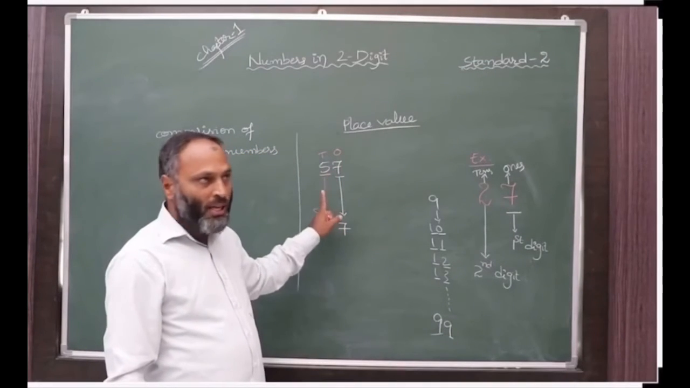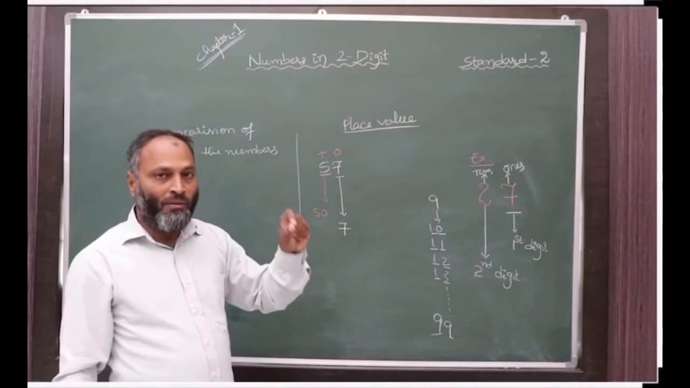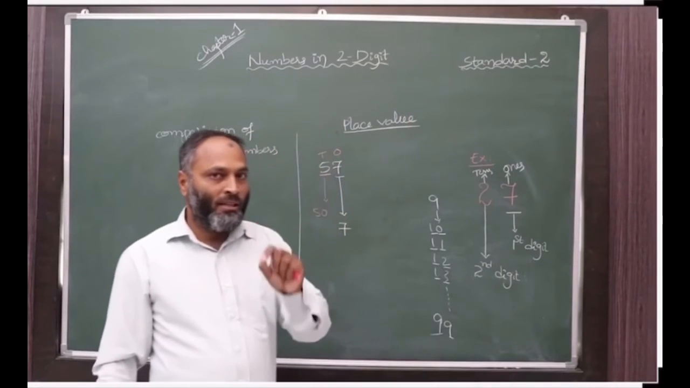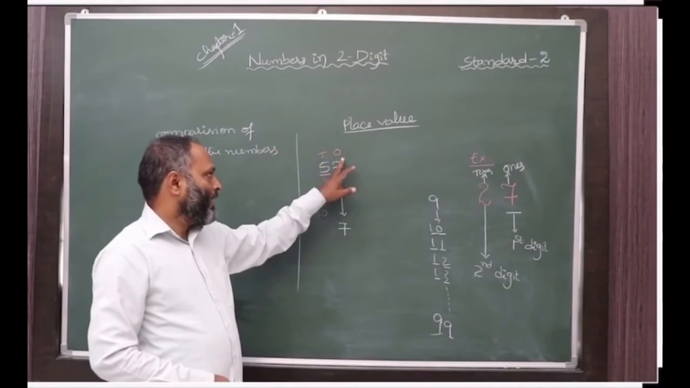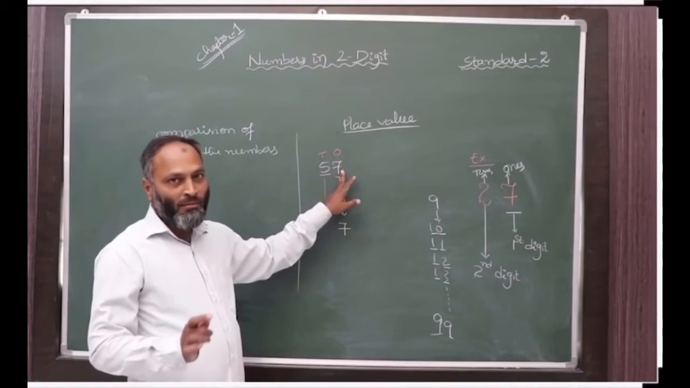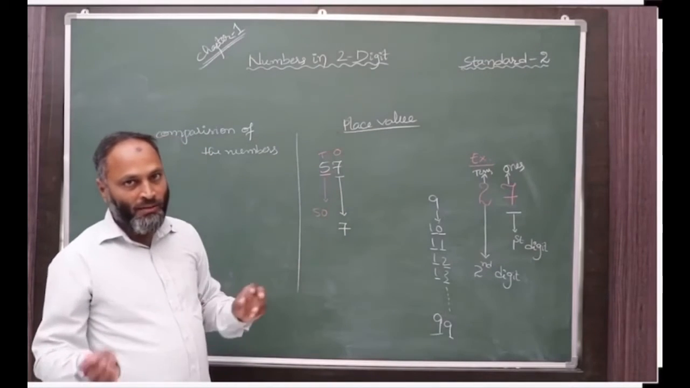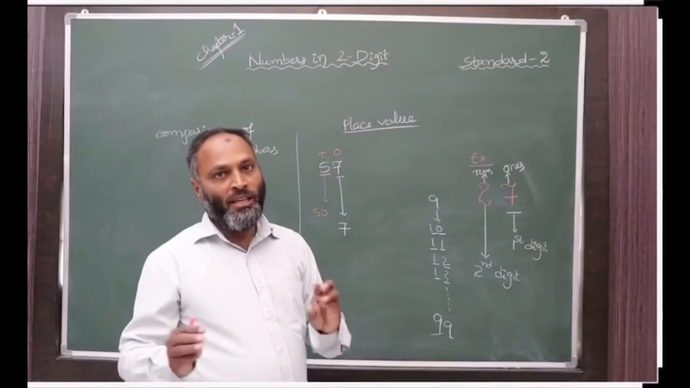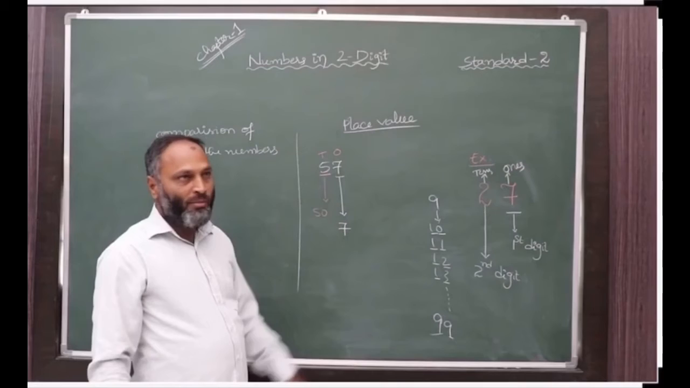If I ask the place value of a tens digit, you say 50 if 5 is there, 60 if 6 is there, and 70 if 7 is there. In that way you have to give your answer. In the ones place, whatever number is there, the place value is the same, and in the tens place, whatever number is there, we have to keep a 0 like 50, 60, 70, 80. These are the place values of two-digit numbers.